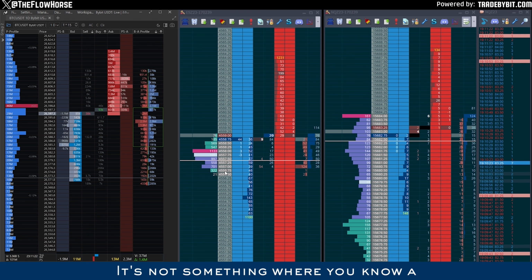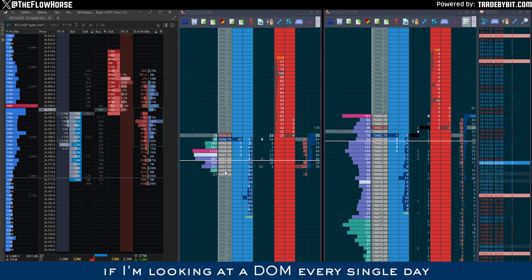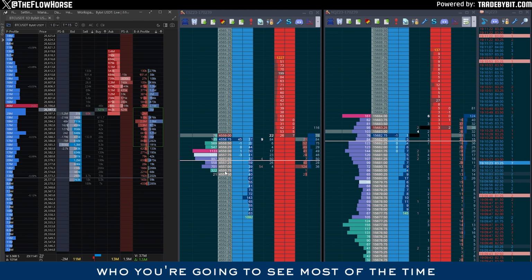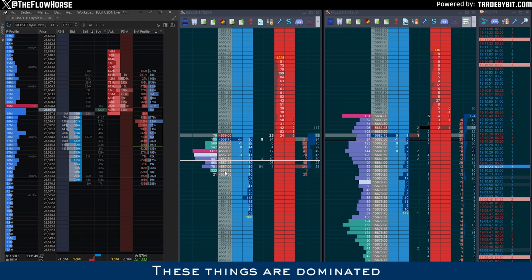A lot of times you won't find many position traders looking at a DOM. Sure, over time, if I'm looking at a DOM every single day over a long period of time, I could pick up on things that would better serve swing trades and longer term views, but that's not who you're going to see most of the time pointing this tool at the market. You're going to see scalpers, spread traders, higher frequency traders in general. These things are dominated by high frequency traders a lot of times.